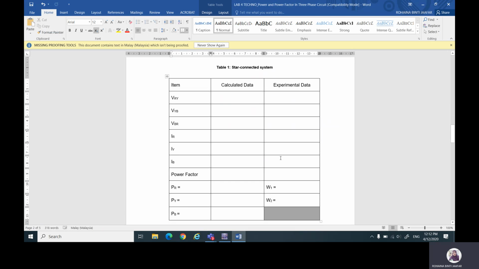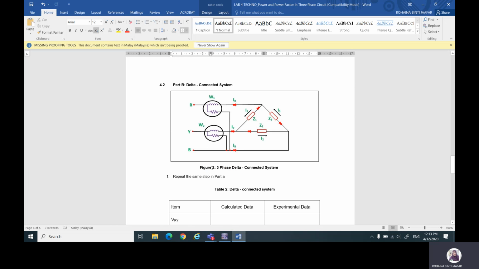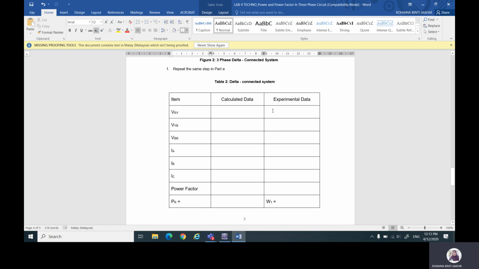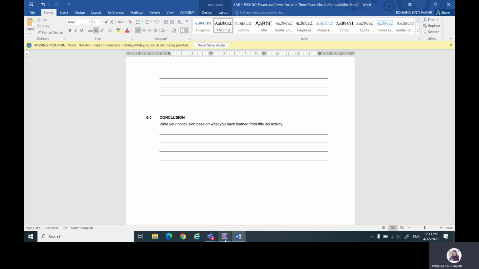And then you record data here, how to get the power for each phase. Then follow the same steps in Part A to solve Part B. But for Part B, we connect the system in delta connection. This is your connection, and then you record all the data from the experiment and the calculated data, do the discussion, and lastly the conclusion.